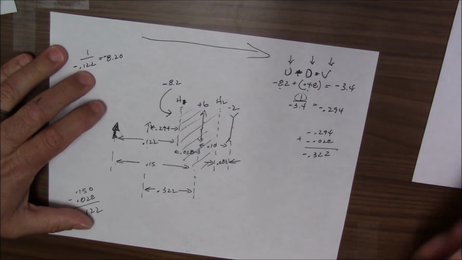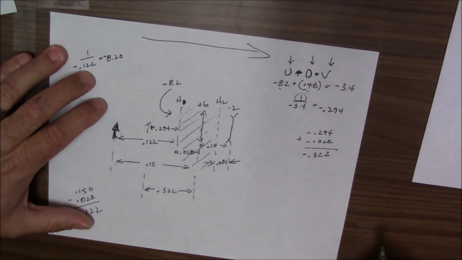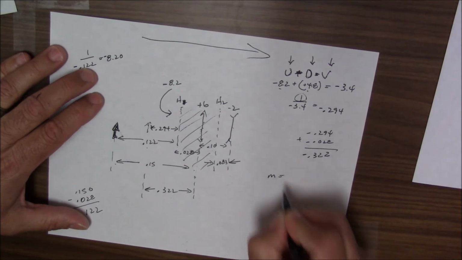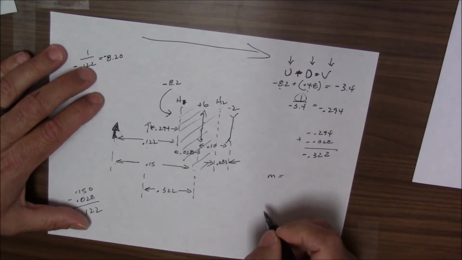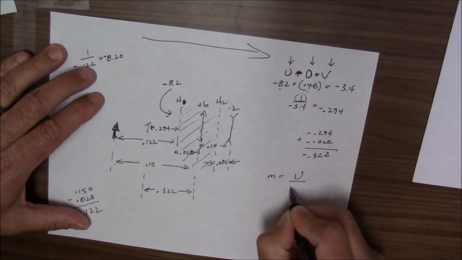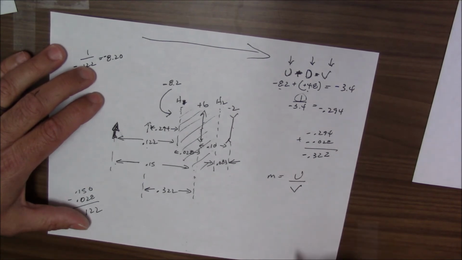The problem also asked you to find the image size. So once again, our magnification factor is going to be the ratio of the vergence in over the vergence out.